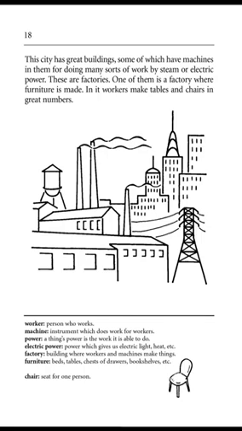Page 18. This city has great buildings, some of which have machines in them for doing many sorts of work by steam or electric power. These are factories. One of them is a factory where furniture is made. In it, workers make tables and chairs in great numbers.